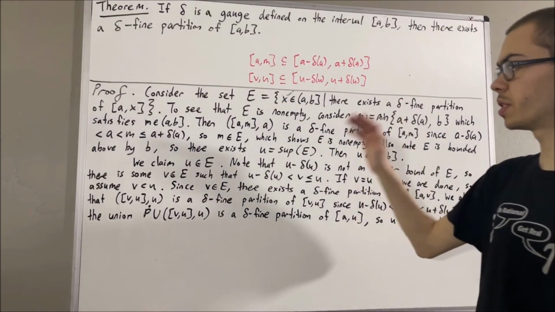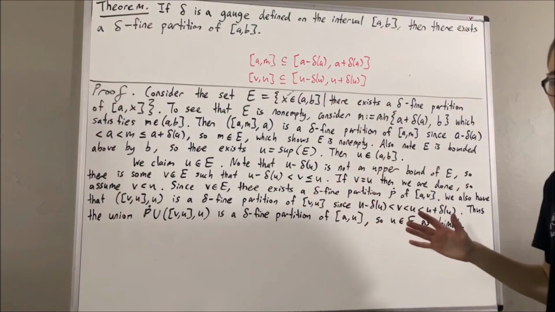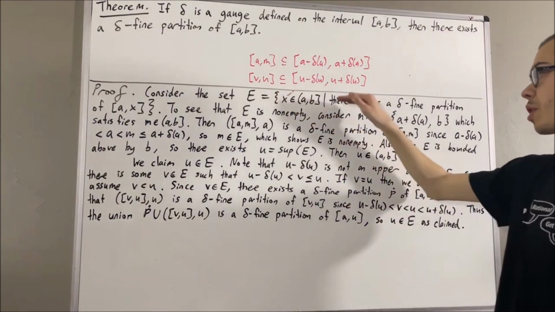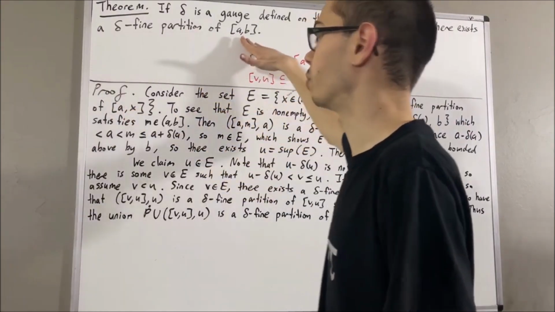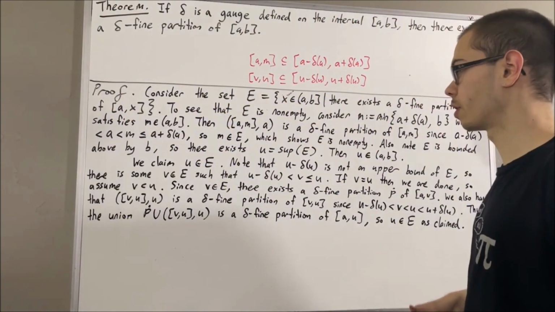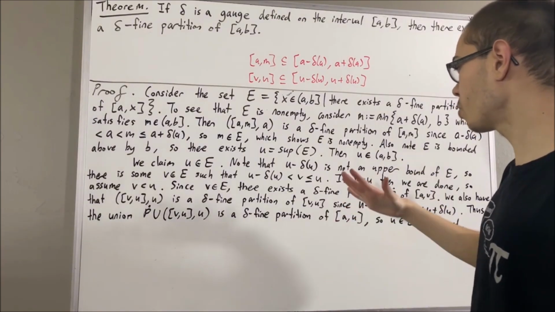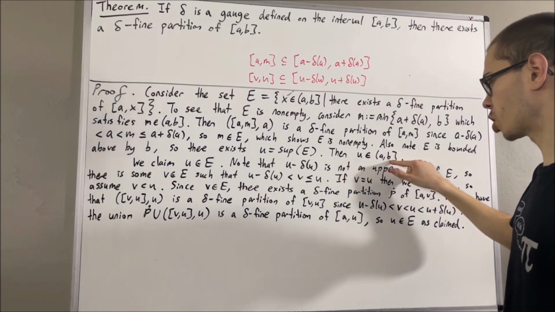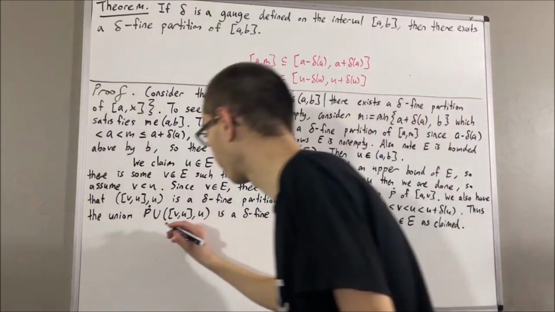So we've shown that u is an element of E, but the claim is that u is equal to b. If we can show that, then that tells us b is an element of E, and so there exists a delta-fine partition of [a, b], and that will complete the proof. To prove that u is equal to b, well, we know that u is less than or equal to b. So to show u is equal to b, let's assume for a contradiction that u is less than b.